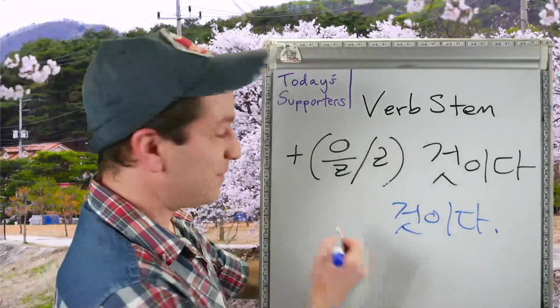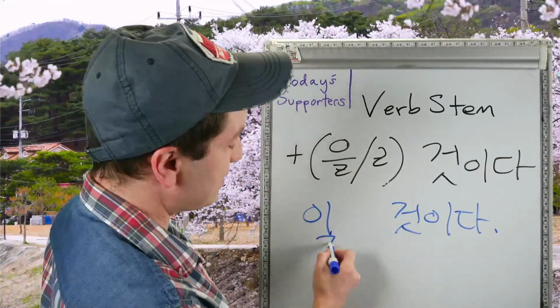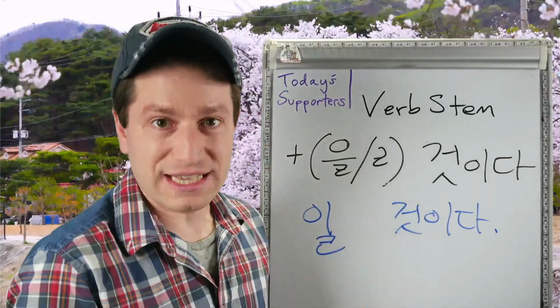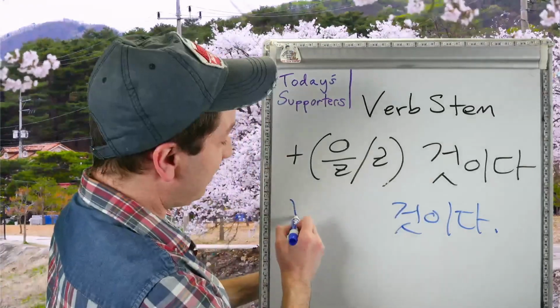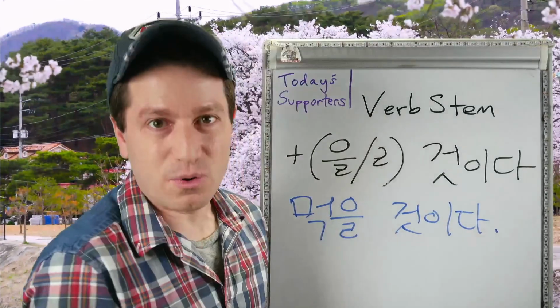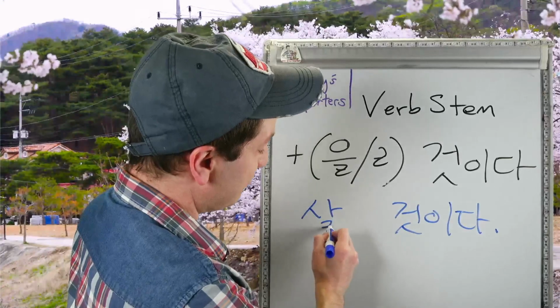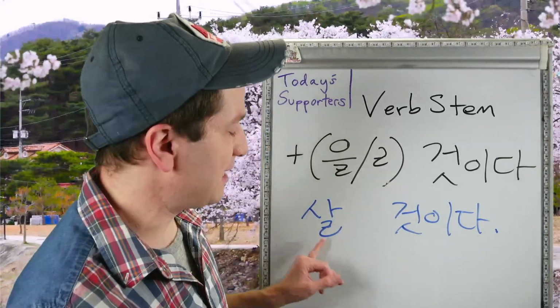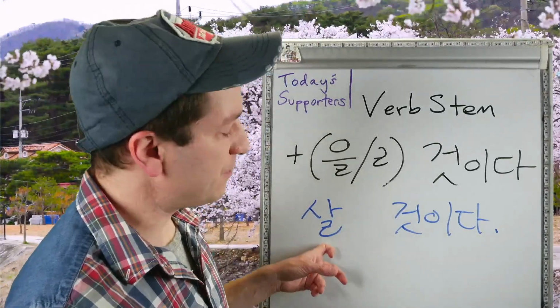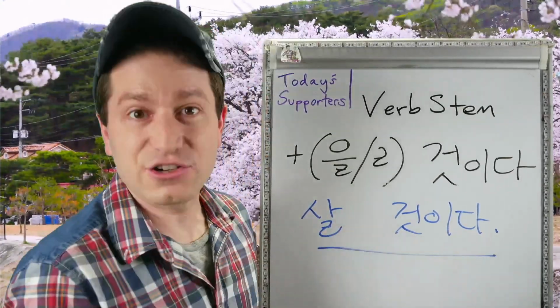Or if we have the verb 이다, to be, well, we get the verb stem, it ends in a vowel, we attach a ㄹ, so we get 일 것이다, it will be. Or 먹다 is to eat, which ends in a consonant, so we attach this, 먹을 것이다, will eat. Or 살다, to live. This is one of those that has an exception because it ends with this ㄹ. If you see a verb that ends with this, you don't have to do anything. You just get the verb stem and you attach 것이다 and you're done.